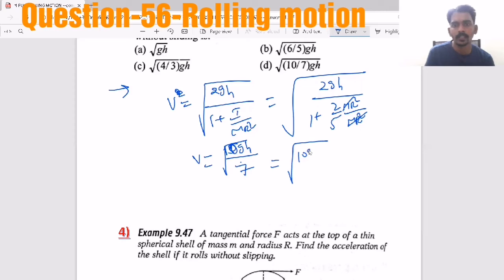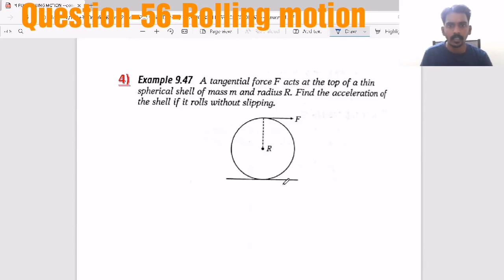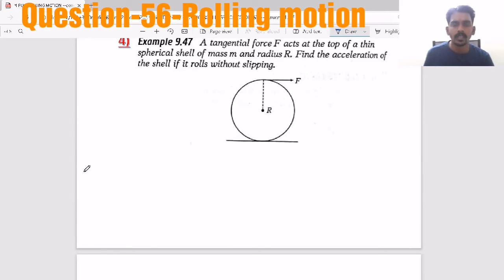So root of 10gh by 7. So as I said, direct formula based questions mostly they will ask, or comparison based questions they will ask. Sometimes procedure based questions they will ask. Now let's see the next question.